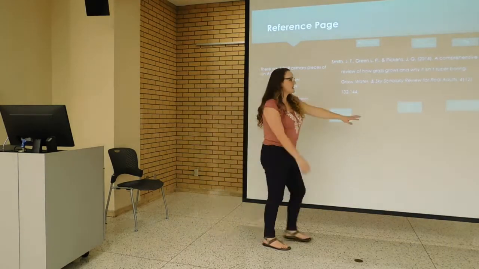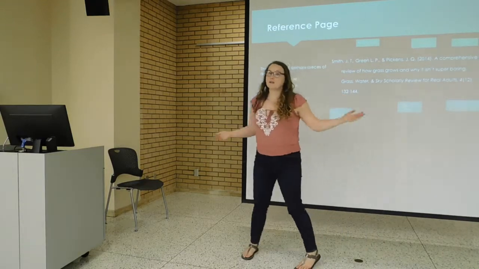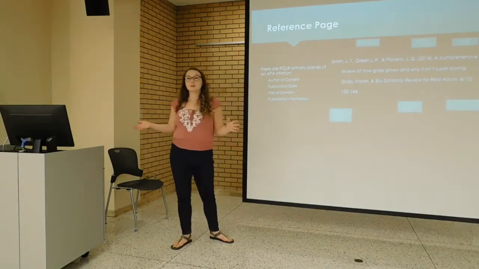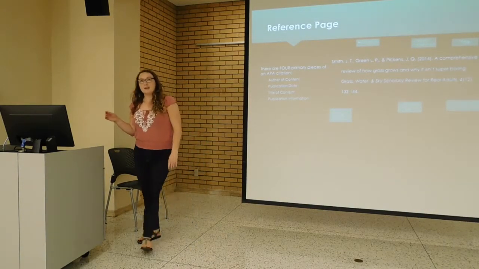So let's just say it didn't have an issue number, then we would just put the volume number and something like that. And then if you don't have page numbers, or it's completely impossible for you to get page numbers, that's okay too. You just keep moving. Okay?